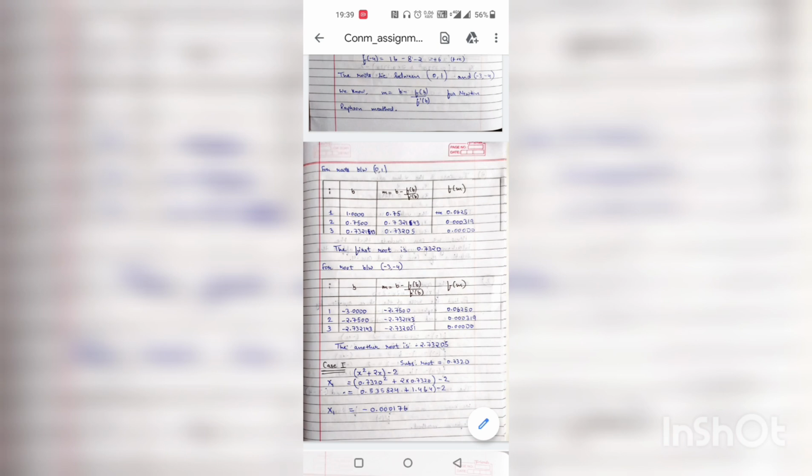Since both the roots of the quadratic equation are obtained, now substituting the roots in the case 1 and case 2 equations. Case 1 equation is x square plus 2x in bracket minus 2. Substituting root is equal to 0.7320 in the equation, we get x1 is equal to minus 0.000176. Similarly, substituting another root in the same equation gives x2 is equal to minus 0.00176. In case 2, the order of the elements is reversed.